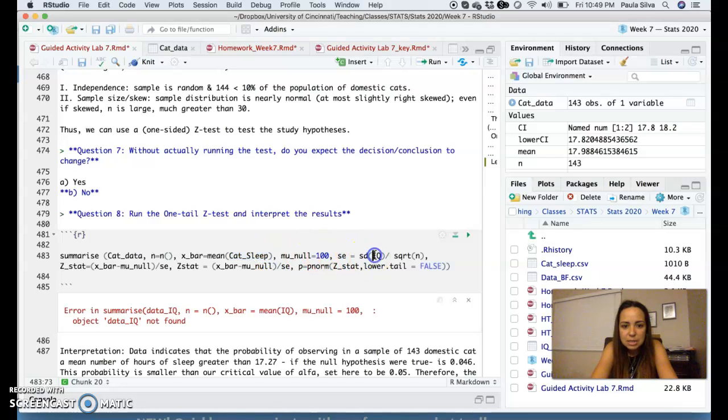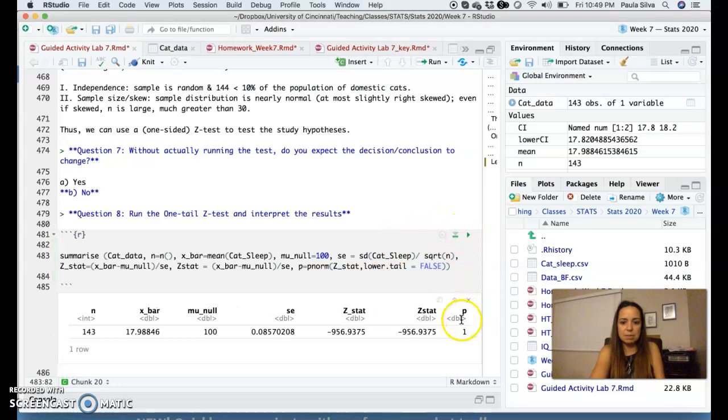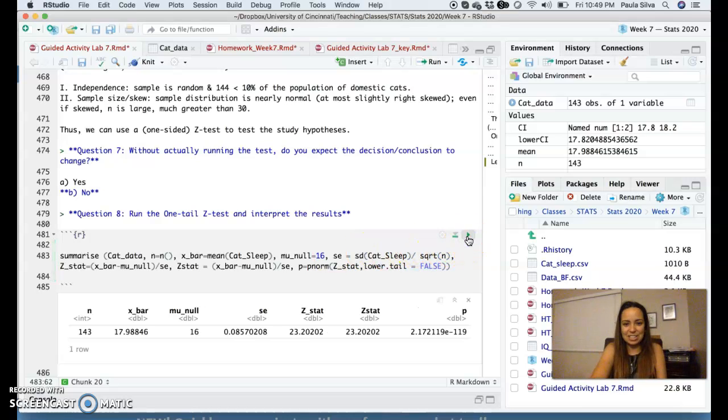Here we need cat sleep again. Everything else is the same. Oh, the null hypothesis is not 100, it's 16. All right, so the p-value is very, very, very tiny, even tinier than before.